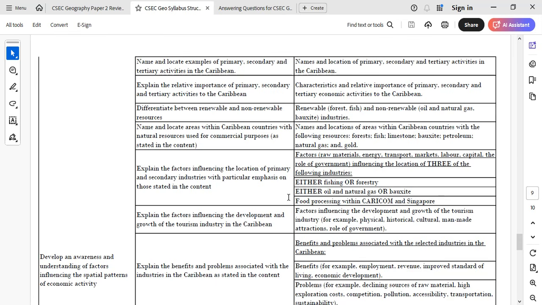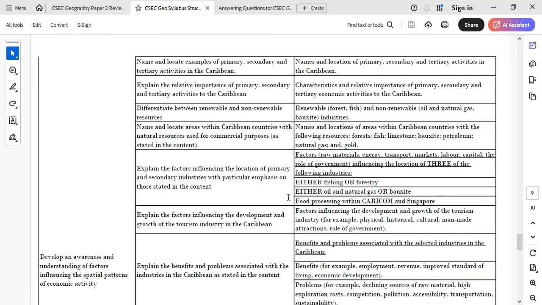Remember your case studies, whether you're doing fishing or forestry, not both, fishing or forestry, oil and natural gas or bauxite, right? So by now you should know which one you're doing, and you have to know food processing in the Caribbean and Singapore. Must be able to compare. What are the factors that influence them?